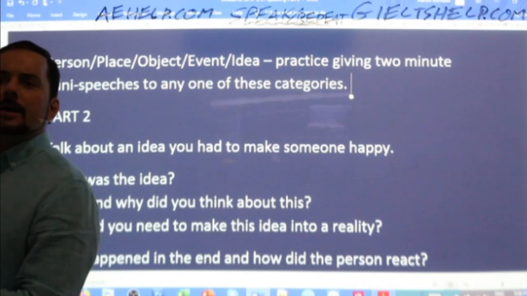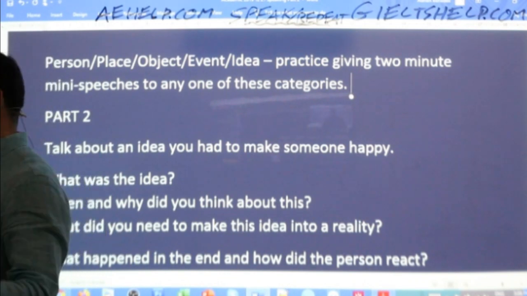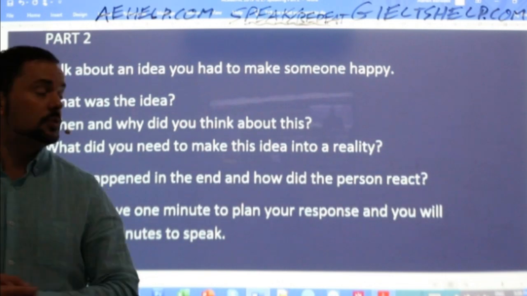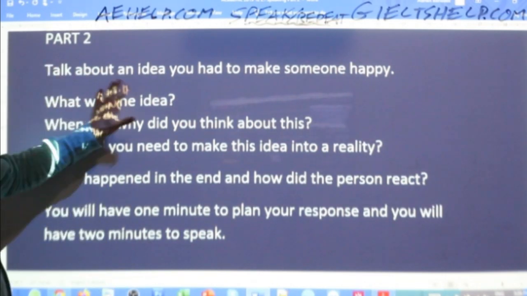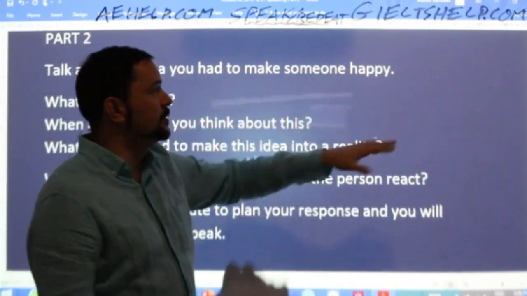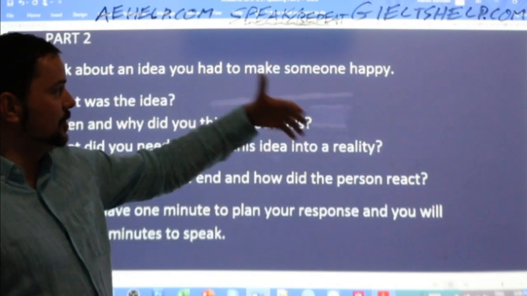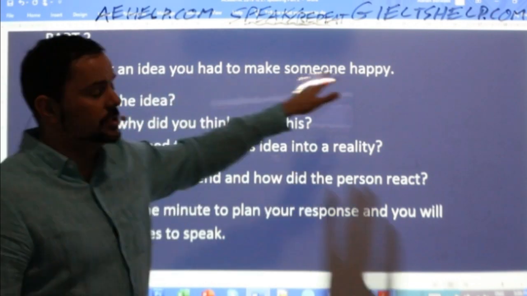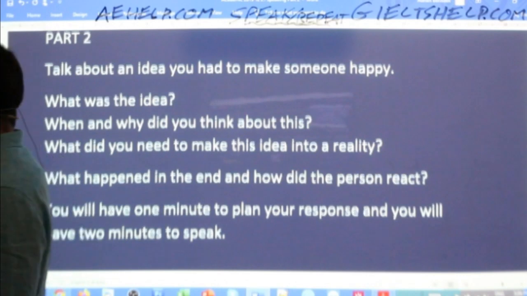Now, Hikmatillo says the next step, students, should be to read the topic sentence twice carefully. So talk about an idea you had to make someone happy. So not an idea someone else had to make you happy, but an idea that you had to make someone happy. Okay, so that's clear.